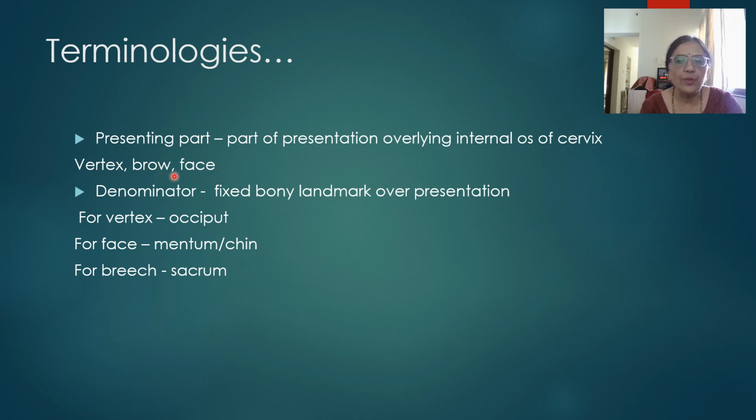So though we say brow presentation and face presentation, these are misnomers, as actually the presentation is head or cephalic, and these three are the presenting parts: vertex presenting part, brow presenting part, and face presenting part. Denominator is the fixed bony landmark which is present over the presentation. Denominator for vertex is occiput, for face is mentum or chin, and for breech it is sacrum.